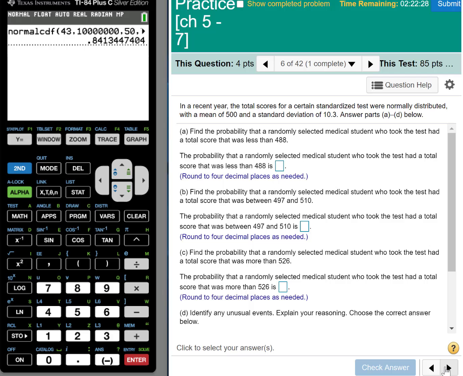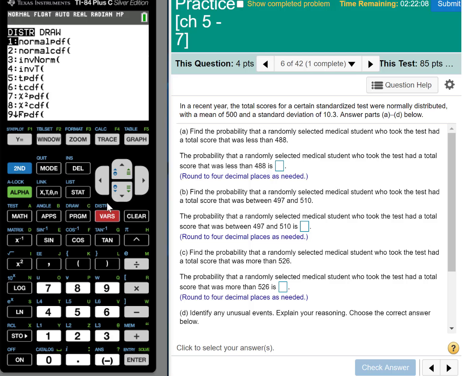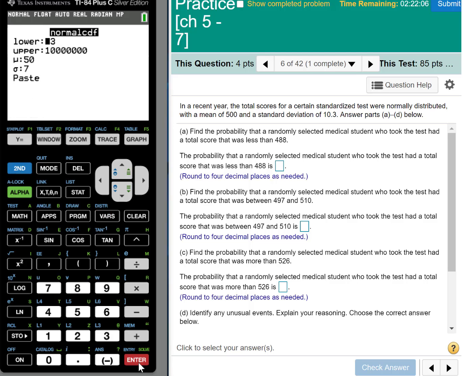In a recent year, the total scores of a certain standardized test were normally distributed with a mean of 500 and a standard deviation of 10.3. Answer parts A to D. What's the probability that randomly selected medical students who took the test had a total score of less than 488? Okay, less than 488, guys. You go to second, distribute, normal CDF. Every time you do a less than, you have to begin with a negative a million. So negative a million.